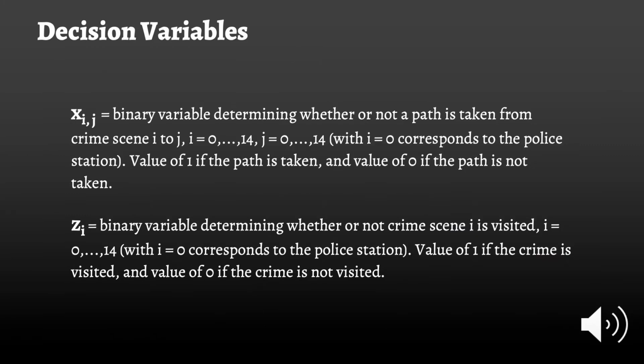We have defined our decision variables as xij being a binary variable determining whether or not a path is taken from crime scene i to j, i being 0 to 14 and j being 0 to 14, with i equals 0 corresponding to the police station and then i equals 14 corresponding to crime scene number 14. The value is 1 if the path is taken and the value is 0 if the path is not taken. We've also included zi, a binary variable determining whether or not a crime scene i is visited, i being 0 to 14 again, and it's a value of 1 if the crime scene is visited, and a value of 0 if the crime scene is not visited.